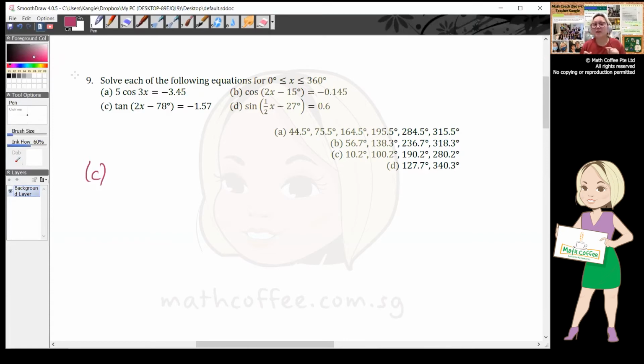Question C will let you understand why I need my working range. Okay, so tangent 2x minus 78 degree. This time around, the theta is a bit complex. It suddenly has a minus 78 degree there. Equals to negative 1.57.